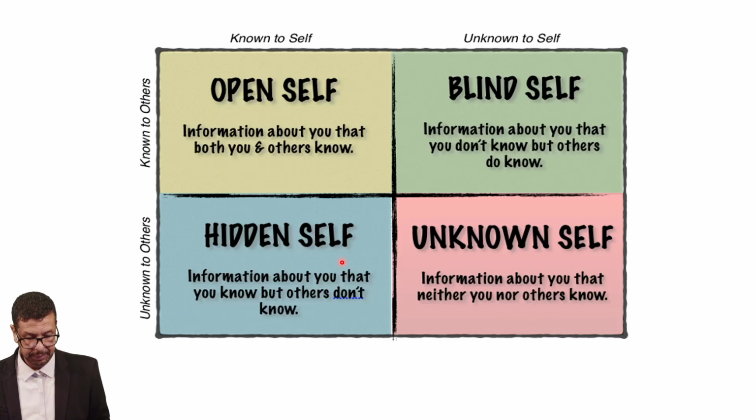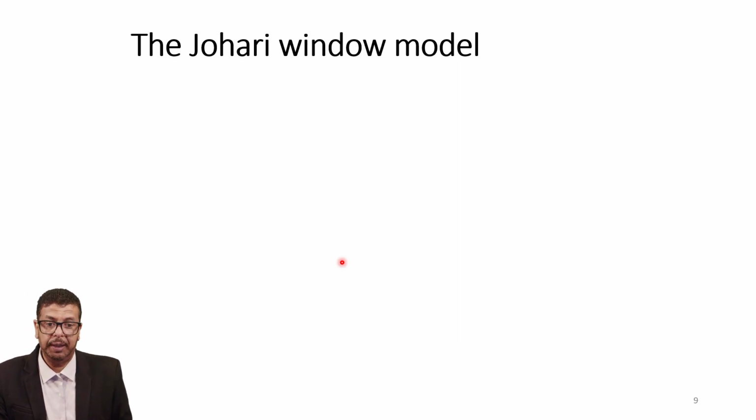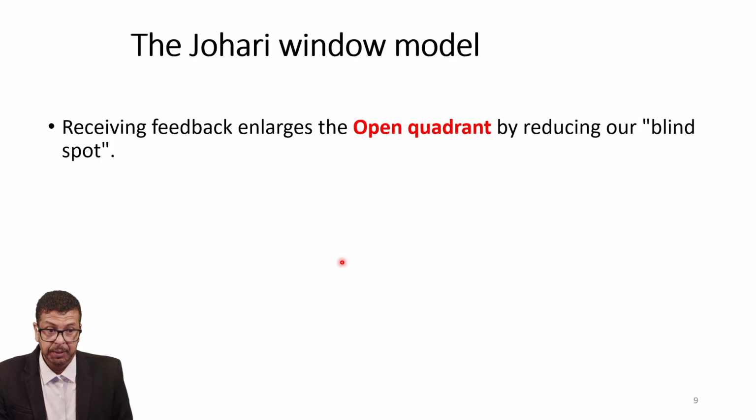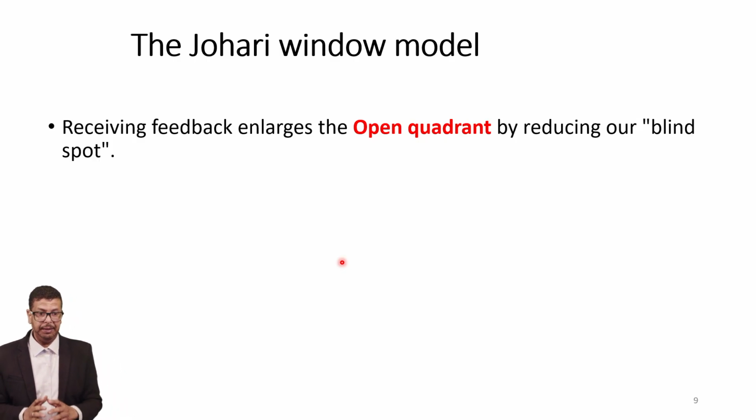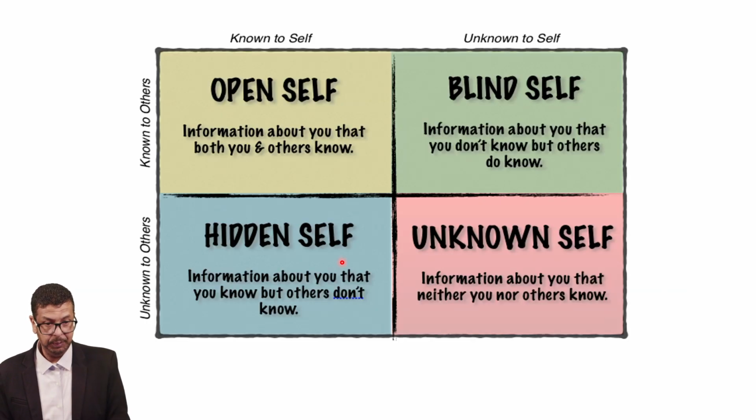How does feedback work? Let us go deeper into this Johari window. Receiving feedback enlarges the open quadrant by reducing the blind spot. So receiving feedback here enlarges this quadrant.